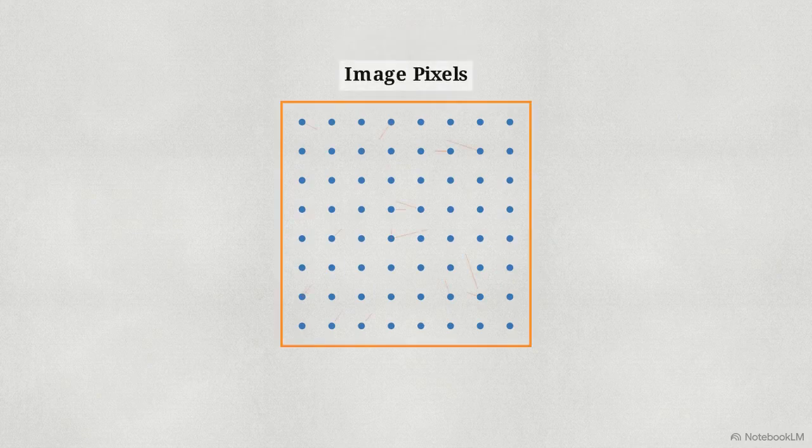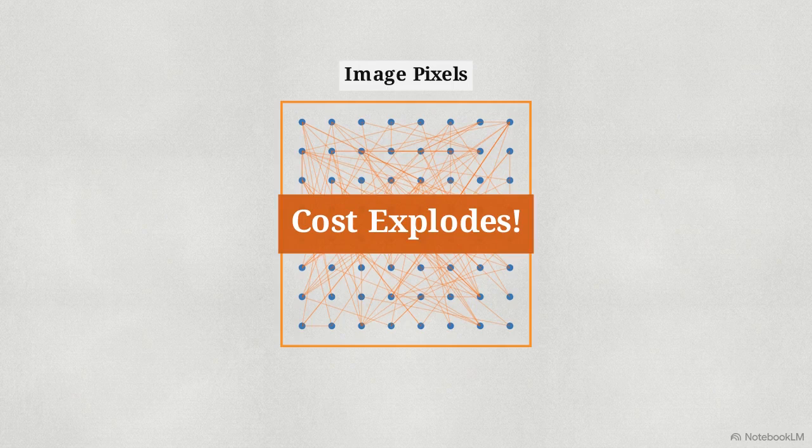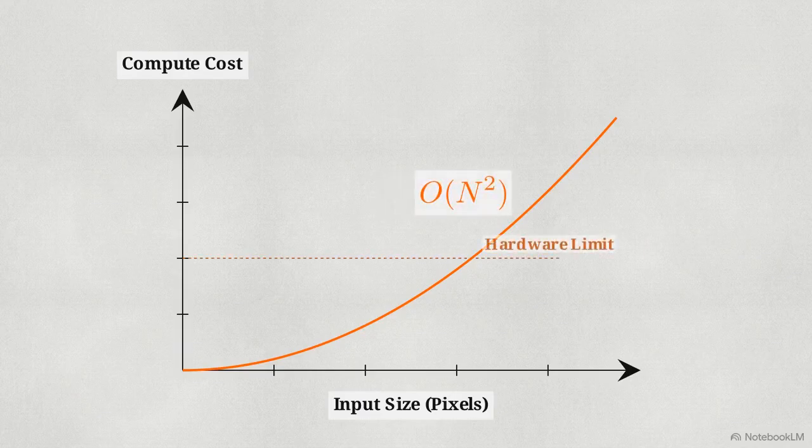If you treat every pixel as a token, the math breaks down. The network connects every pixel to every other pixel, exploding the cost. This scales quadratically. Due to this O(n)² complexity, running pixel-level attention requires more compute than any system can handle.